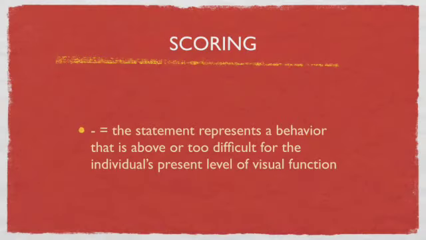And the fourth way that you can score those statements involves the score of minus. Scoring a statement as minus means that the behavior is more advanced than the child is at the time you assess them. So if the statement says, can detect targets at 20 feet or greater distances, but this child can only see things that are 4 feet away most of the time, I would mark that statement as a minus. They're just not there yet. Okay.